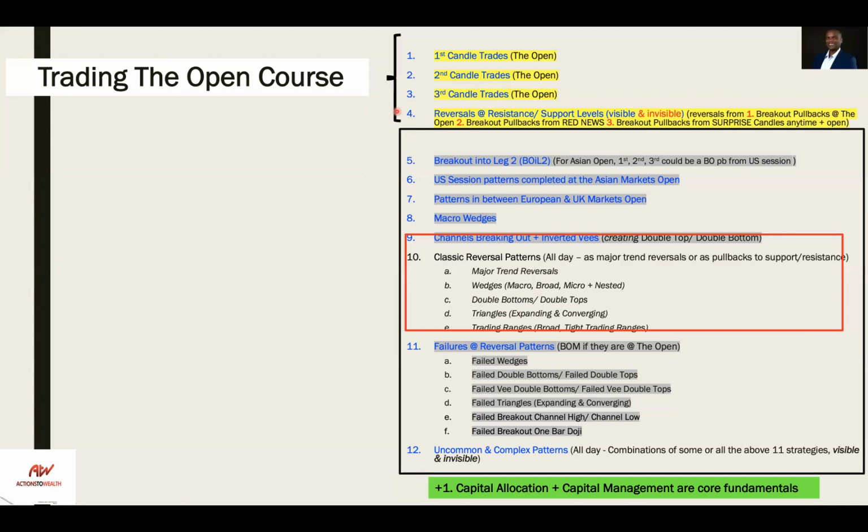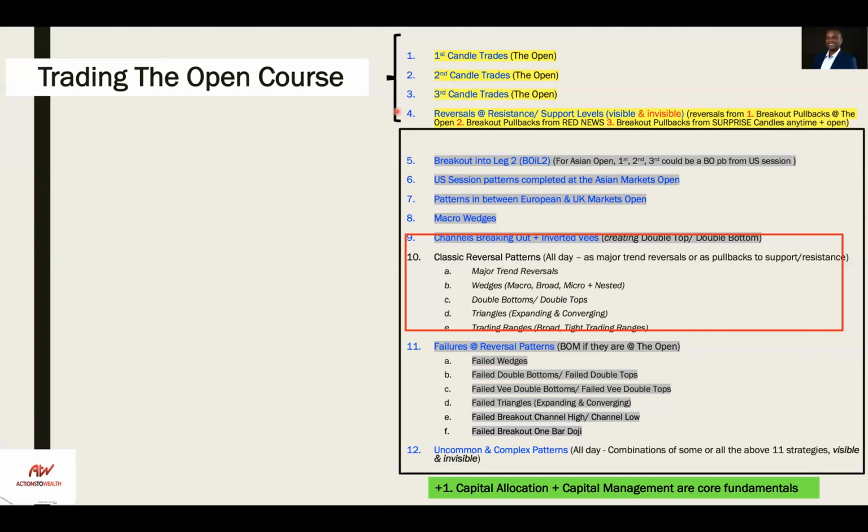And this strategy number 4, these reversals at resistance or support levels, are basically, there's 3 distinct parts of them. There are reversals from breakout pullbacks at the open. So if I have a breakout at the open and it's not fitting into trade strategy number 1, 2, and 3, I'm looking for a pullback from that open.